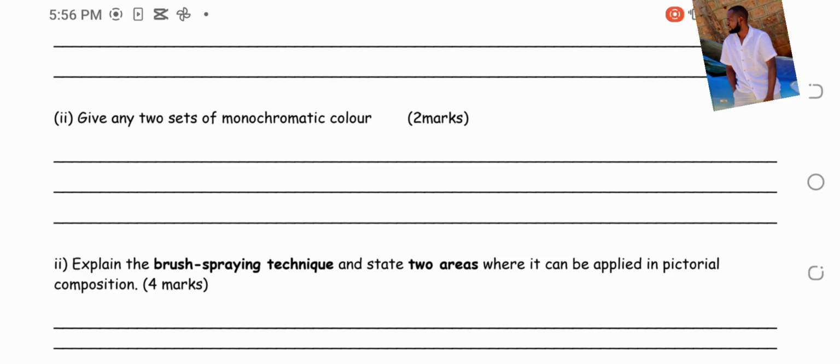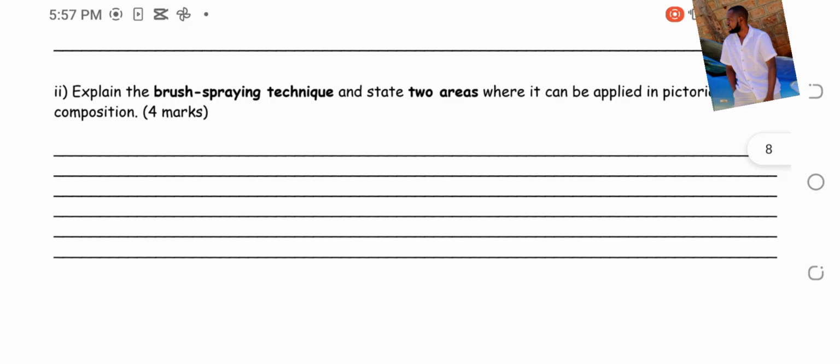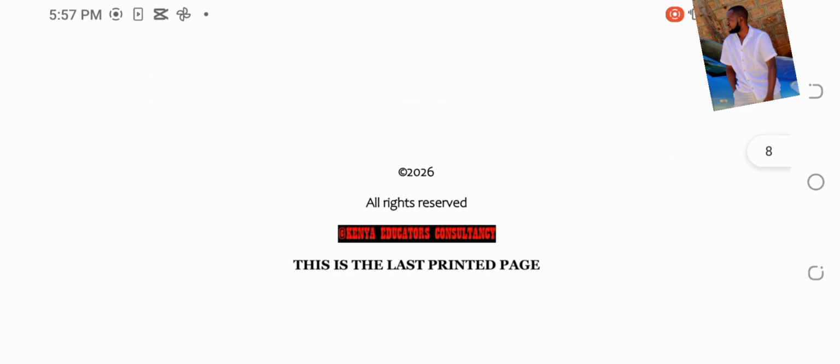Okay, then explain the brush spraying technique and state two areas where it can be applied in a pictorial composition. When we come to talk about brush spraying technique, we say paint is sprayed using a toothbrush or brush to create texture. It can be applied to create background effects and landscape textures such as grass and stars. We go to the next one.